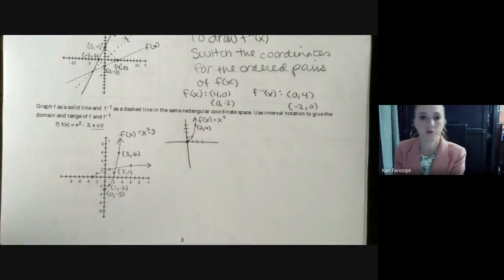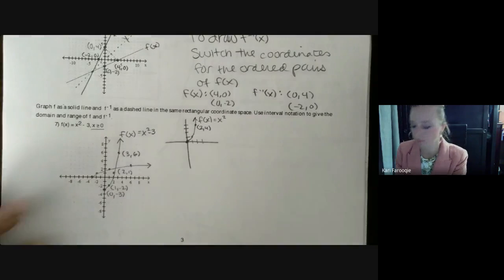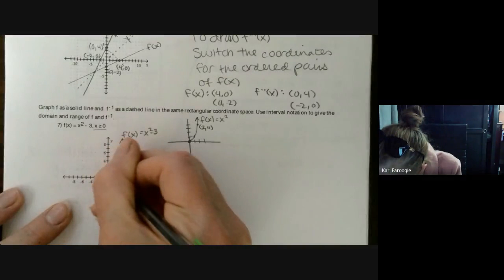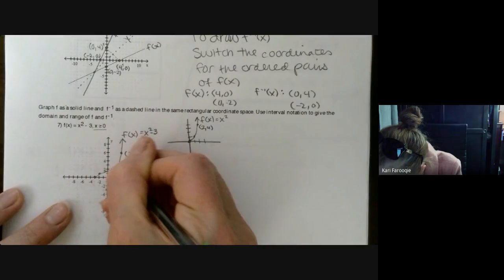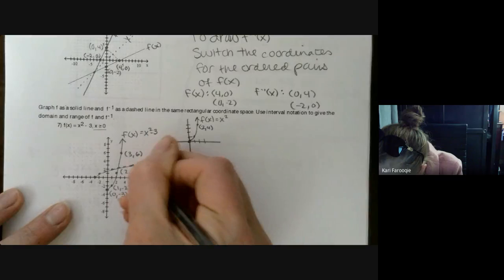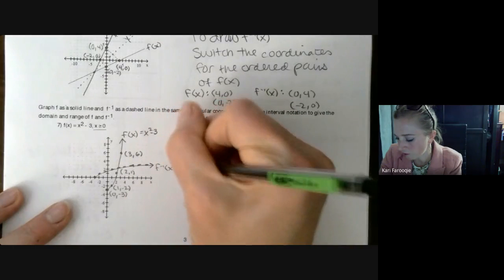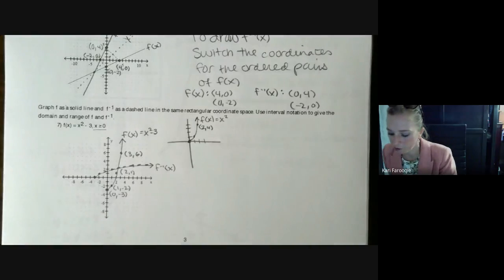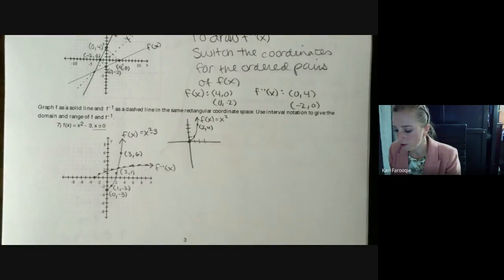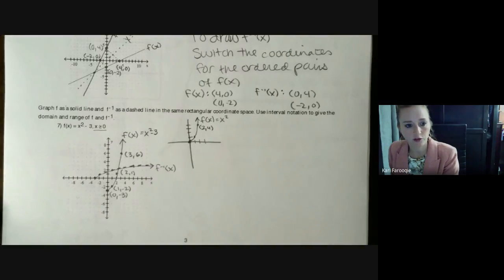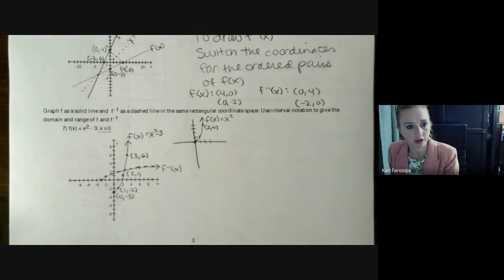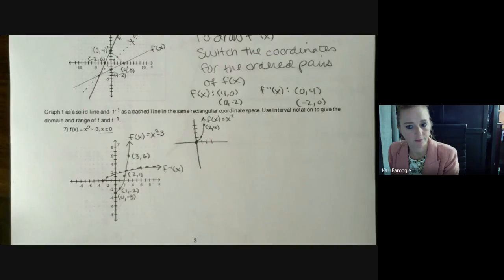You know what? I was supposed to use a dashed line. Maybe I'll just show it as being dashed. So this will be f inverse of x. So graph f as a solid line, f inverse as a dashed line. Use interval notation to give the domain and range of f and f inverse. All right, so let's do that. Before we talk about the domain and range, does anyone have a question on the graph?